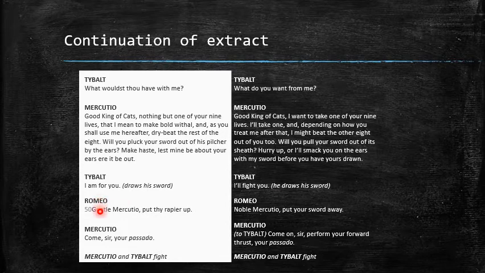Next, Romeo says, "Gentle Mercutio, put thy rapier up." And Romeo is actually saying, "Please don't fight." He's encouraging Mercutio not to fight. "Noble Mercutio, put your sword away." And Mercutio says, "Come, sir, your passado." So Mercutio says to Tybalt, "Come on, sir, perform your forward thrust, your passado." He's saying, get ready to fight. So Mercutio and Tybalt fight.